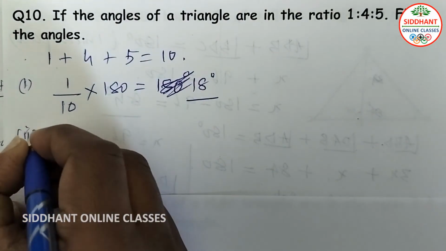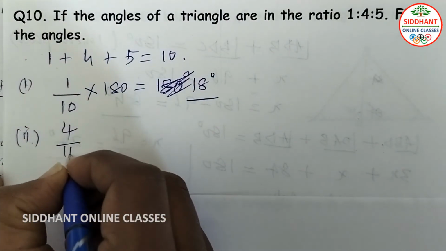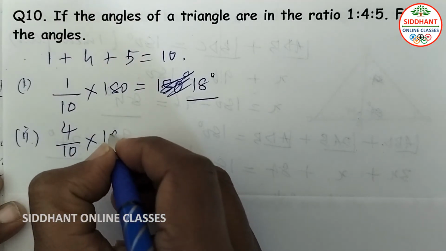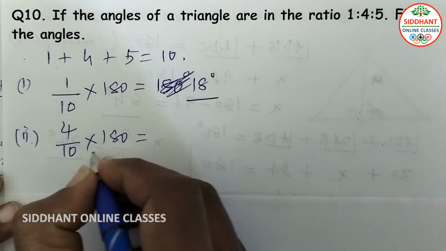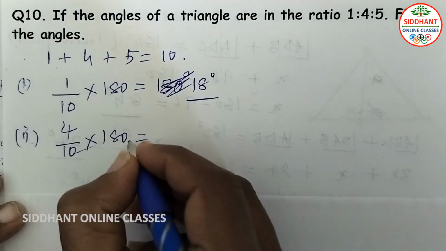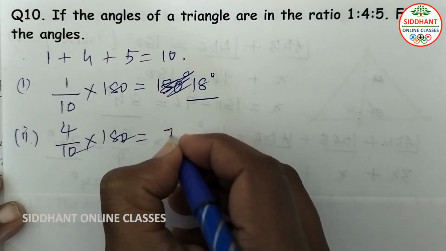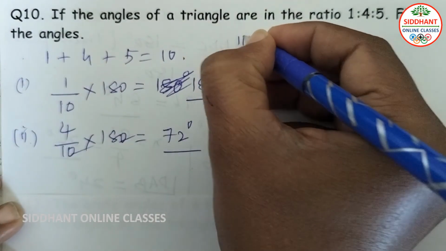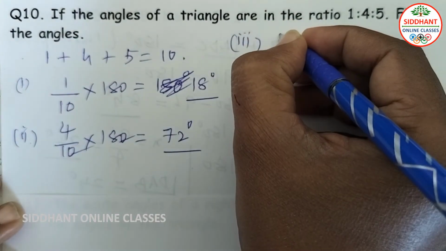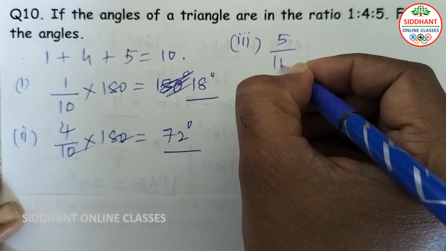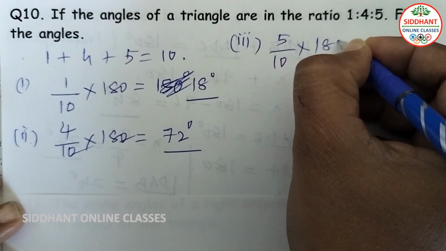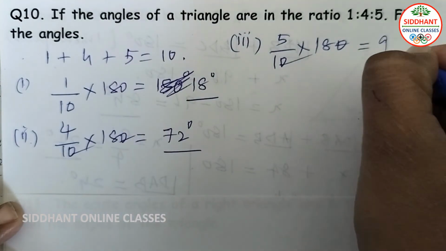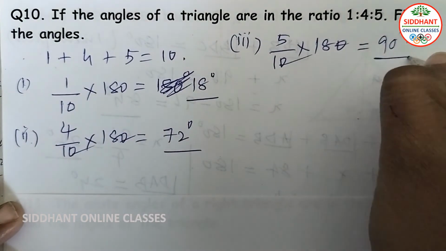Next, second, 4 by 10, so 4 parts by total parts into 180 degrees. So here 4 into 18, that will be 72 degrees here. So next, 5 parts by total 10, into 180 here. So 18 into 5, that will be 90 here.